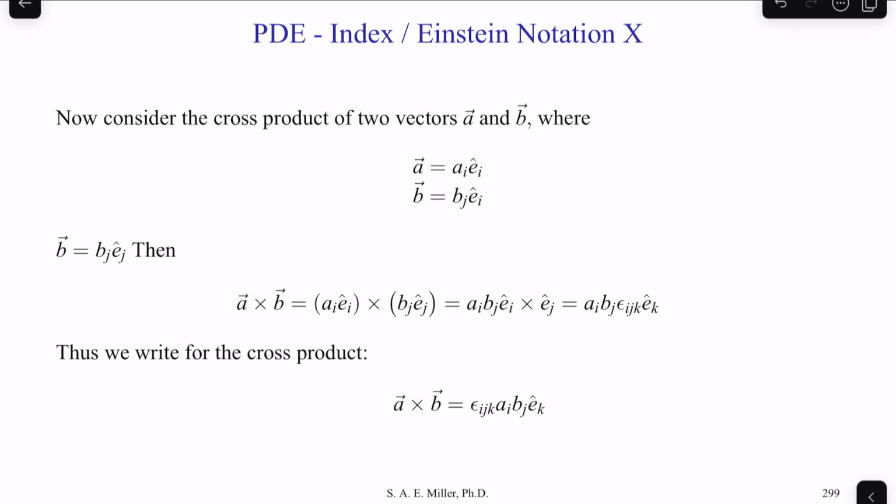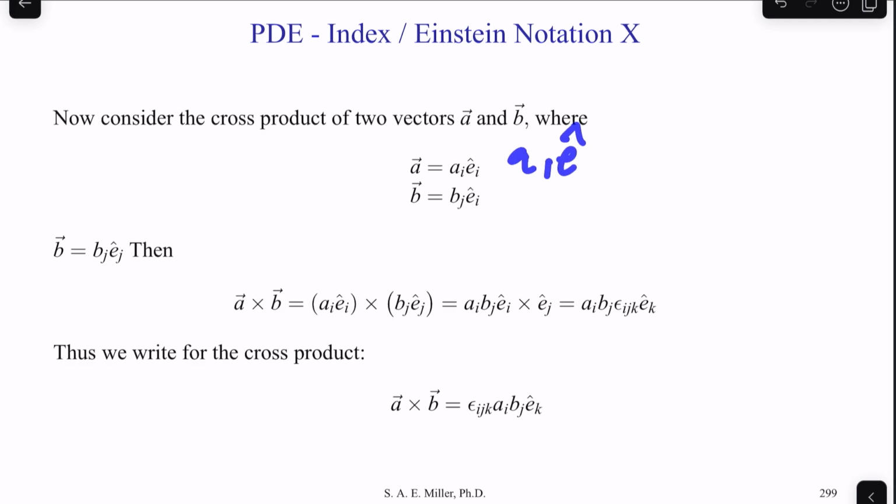So let's consider our vector notation for cross products. We're going to now have 2 vectors and want to take the cross product of them. The first vector is A and the second is B. We previously defined these vectors in index notation. So vector A will be A sub i e hat i, which, as you know, is A1 e hat 1 plus A2 e hat 2 plus A3 e hat 3. The same can be written for B.